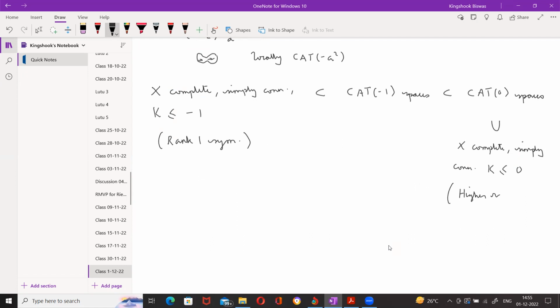Now, among the non-positive curvature manifolds, you have the higher rank symmetric spaces, of non-compact type, and also the Euclidean buildings. These are all non-positively curved. So this is sort of the picture. These are not negatively curved, so they don't fit into CAT(-1) or manifolds of negative curvature. They are CAT(0). That's all.